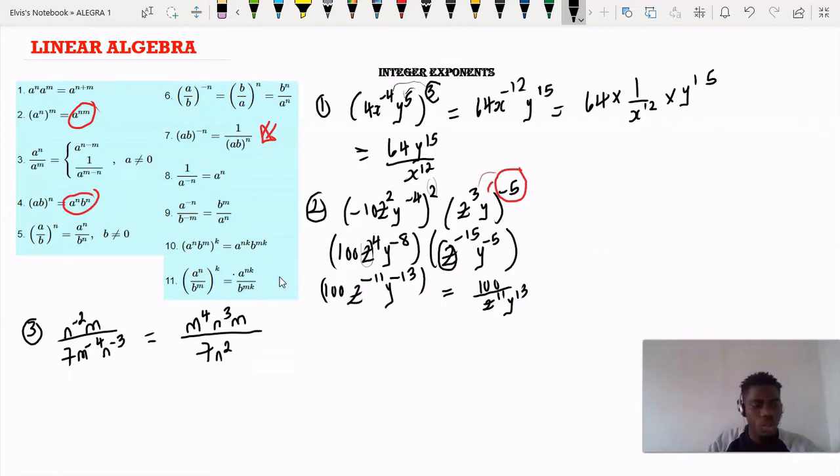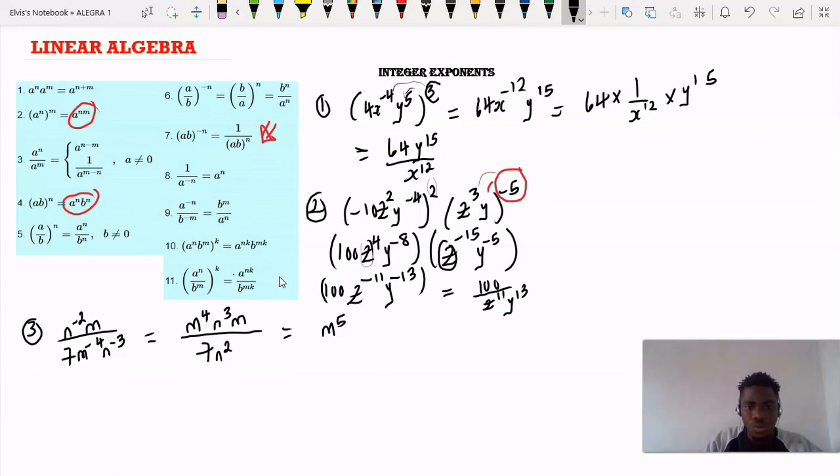Okay? So this is going to be equal to m raised to the power of 4 multiply m is going to give us m raised to the power of 5. Okay? So we are going to take one of the base, then we are going to add up the exponents because we're having multiplications of 2 integer exponents. Okay, guys? So this is m raised to the power of 5.